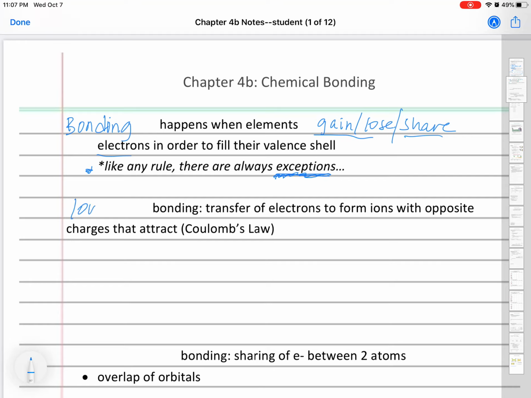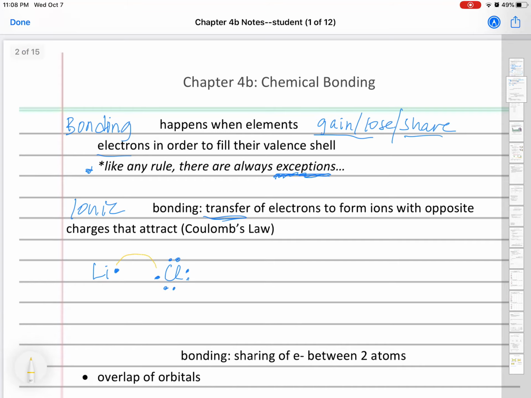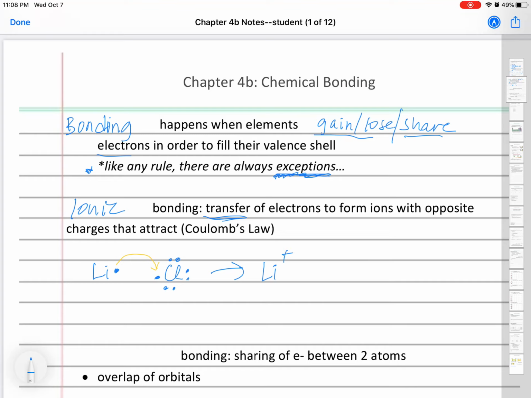All right, so let's talk ionic bonding for a second. Ionic bonding is the transfer of electrons, so gain and loss, in order to form ions with opposite charges that attract. So for example, if we use the Lewis dot structure here to illustrate this, if we have lithium, which has 1 valence electron, and chlorine, which has 7 valence electrons, and I'm drawing the dot structures here. All right, so basically what happens is lithium loses an electron to chlorine. And so we end up with a lithium ion that's positively charged because it's lost an electron, and a chlorine ion that's negatively charged because it gained an electron. And those two attract each other to form an ionic bond and an ionic compound with the formula LiCl, lithium chloride.